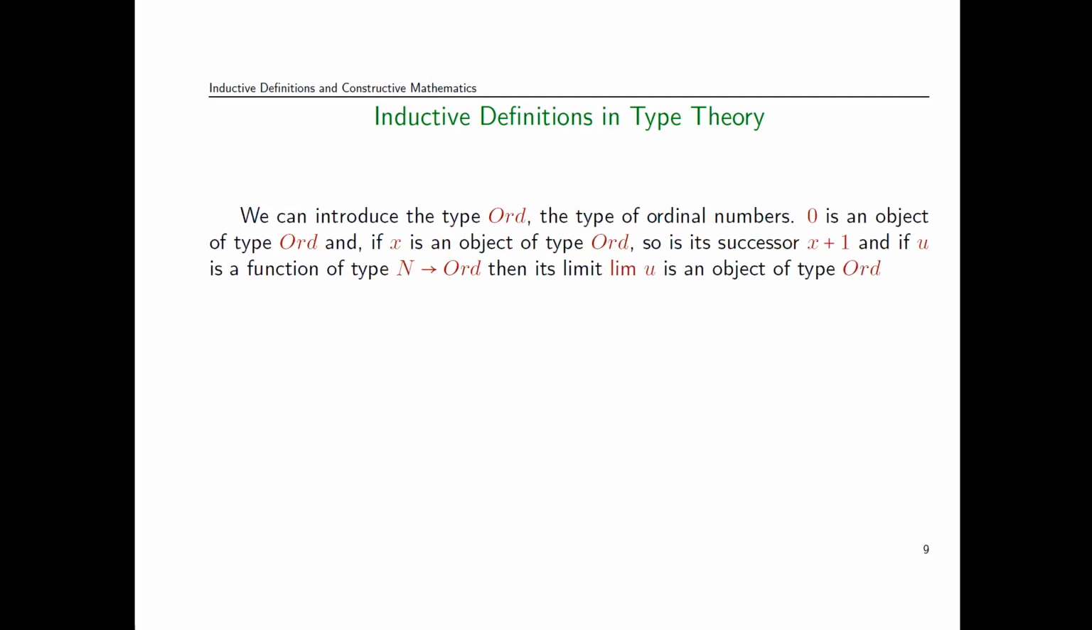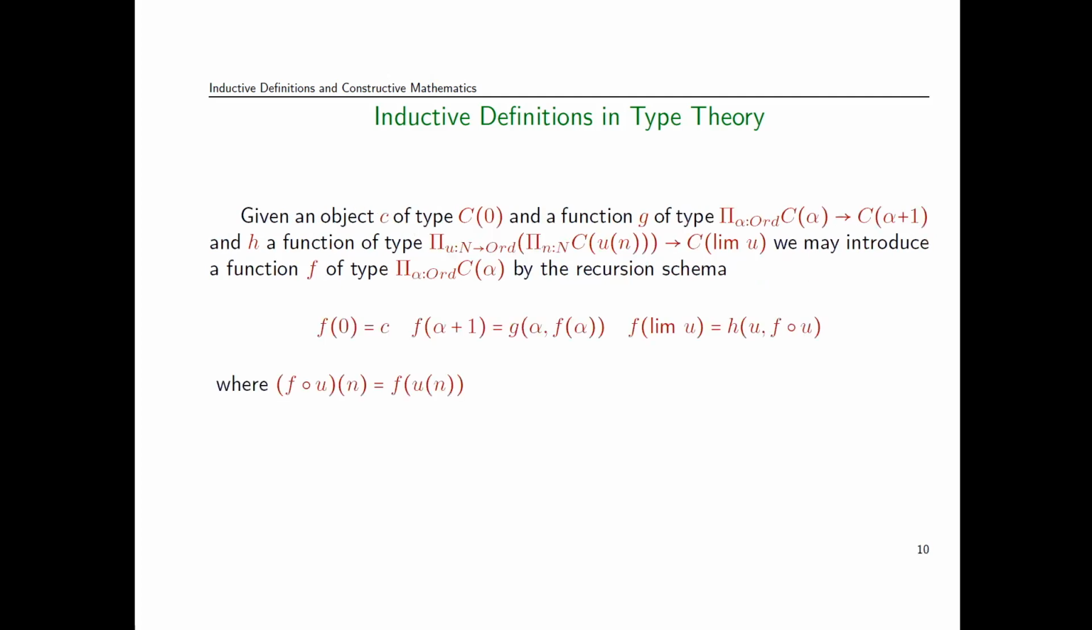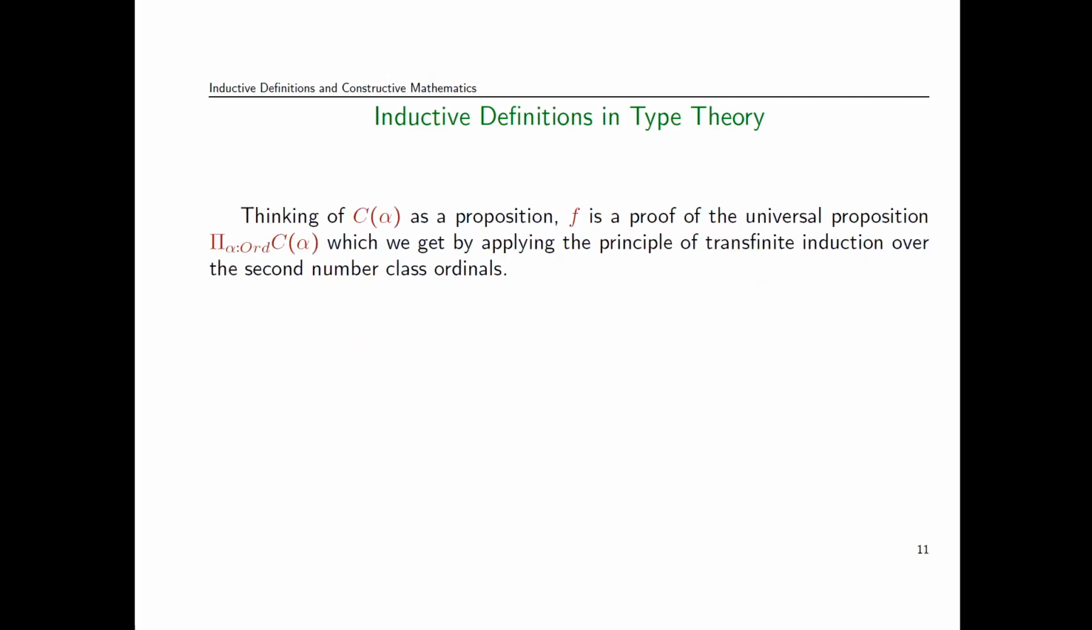And then in this preprint, he also presents the type of ordinals where you have not only 0 and successor as constructors, but you also have limit operations. So if U is a function from NAT to ORD, then limit of U is an object of type ORD as well. And then you have the principle of recursion on this type, which is given in this way. But we saw this yesterday, so I will not spend time on this.